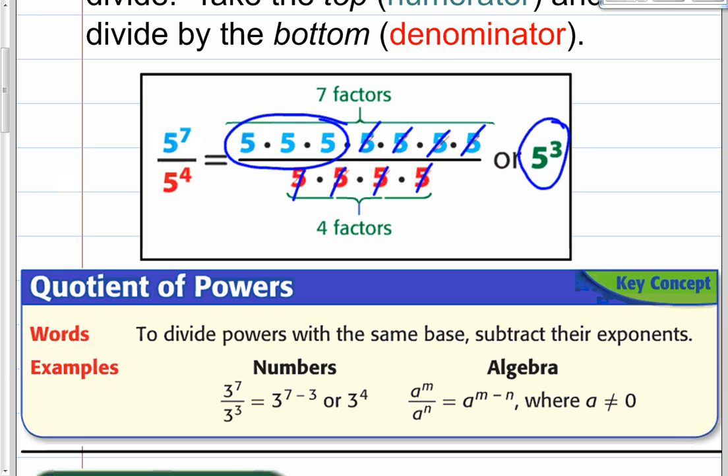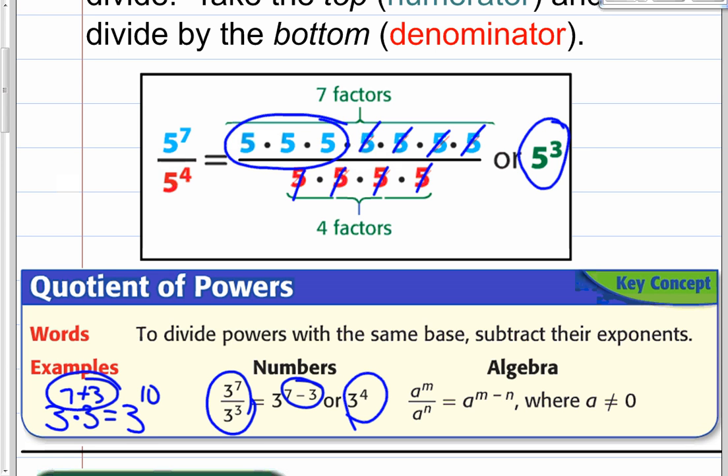Simply, to divide powers with the same base, we subtract their exponents. If you remember, yesterday we talked about 3 to the 7th power times 3 to the 3rd power equaling 3 to the 10th power, where we added the exponents when the bases are the same and we're multiplying. Well, now take a look. When we are dividing, we are subtracting: top exponent minus bottom exponent. The final answer will be 3 to the 4th in this case.